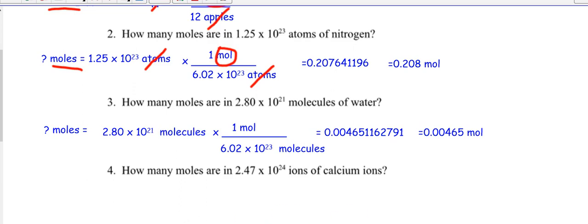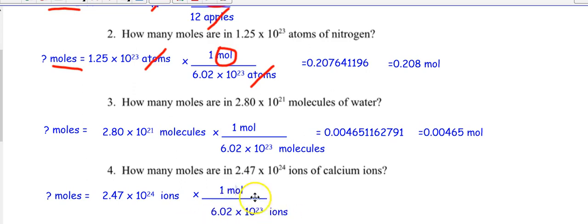All right, how'd you do? Welcome back. So how many moles are equal to this many ions? Notice I have a different unit here, ions, molecules, atoms, but it's still the same number, isn't it? So we have this many ions are equal to 1 mole, all right?